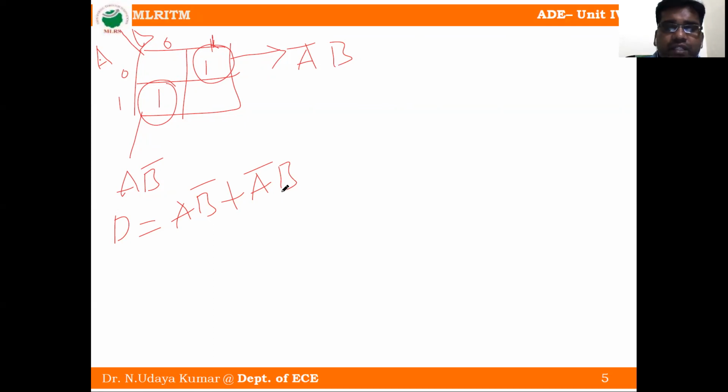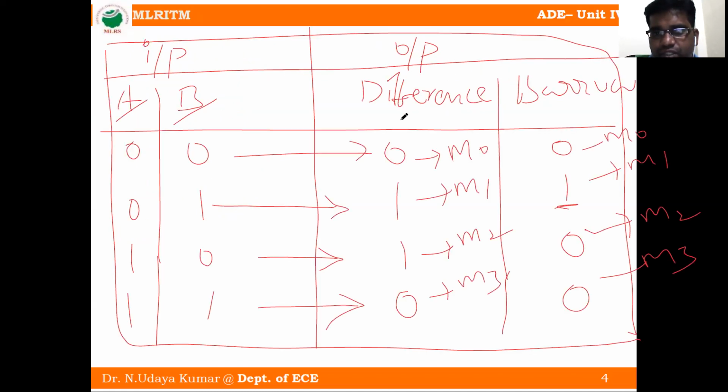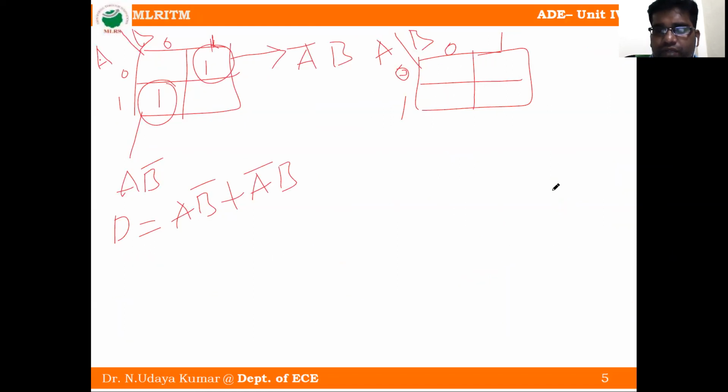Now we will see the borrow. So this is A and this is B, 0, 1, 0, 1. So for borrow, only the M1 term is 1. Remaining are all 0. So we have to map this one only.